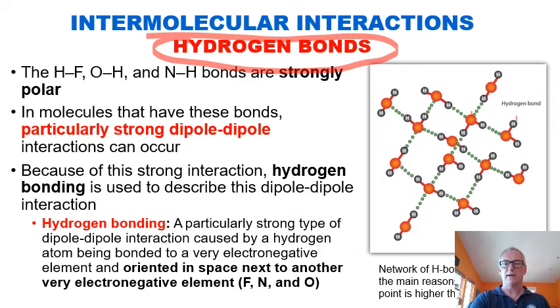You can see this network of hydrogen bonds that builds in liquid water. These molecules are still moving around, but there's a lot of interactions going on. And it's this network of hydrogen bonds that's responsible for ice being less dense than liquid water.